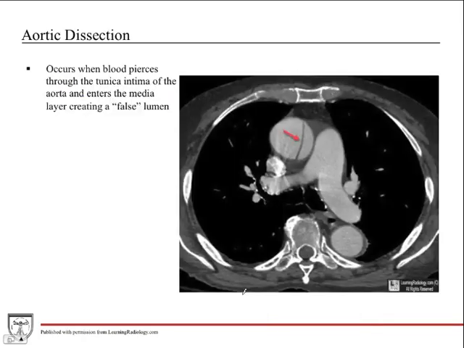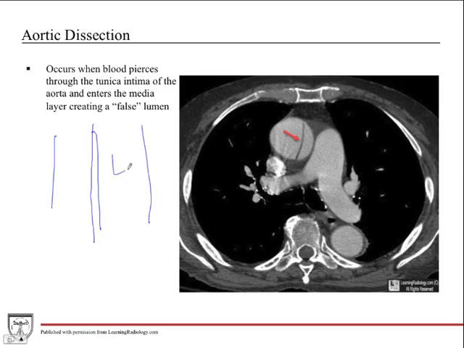So aortic dissection, this is the feared one. This is much more serious than an aneurysm. This occurs when blood pierces through the tunica intima of the aorta and enters into the medial layer. So if you remember, you have those three layers of the vessel. If this is your lumen right here, we'll mark that with L. This is your tunica intima.